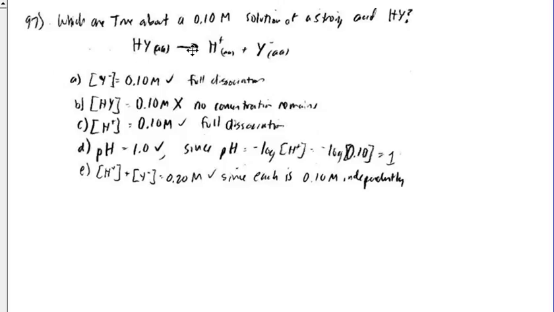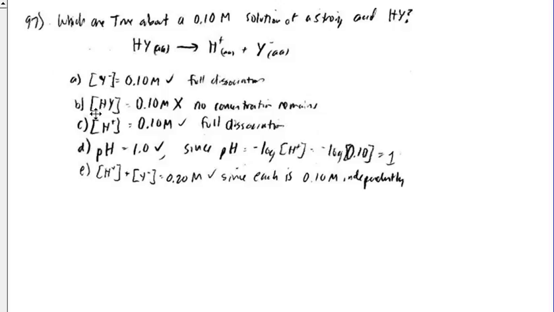So I write an equation out, HY, single arrow. Look, it only goes forward because it's a strong acid. It'll fully dissociate to give the hydrogen ion and the conjugate base Y minus. In part A, you're asked to consider is it true that the concentration of Y minus would be 0.1 molar, and the answer is yes. There's a full dissociation, so the Y minus should be the same concentration as the original strong acid HY.